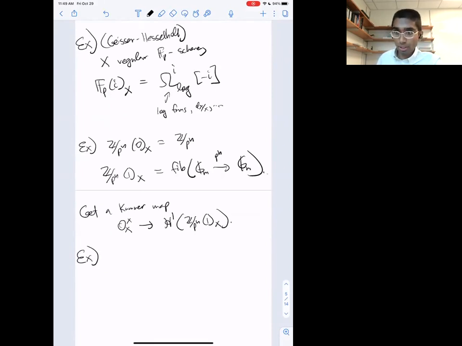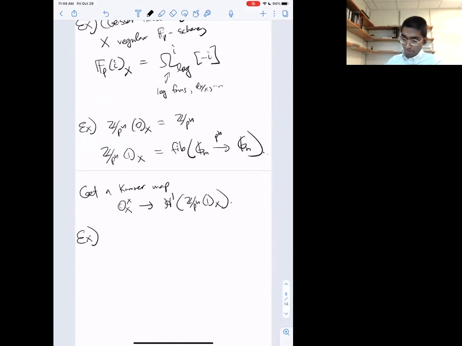So there's also the following example, which is due to BMS2. As I mentioned, these Z mod p^n twisted by i sub X are determined in that their restriction under j upper star is just the usual Tate twists. But you can also describe the restriction to p equals 0.